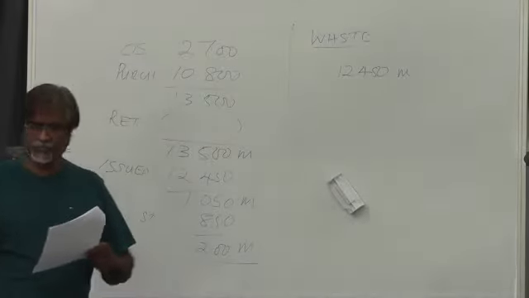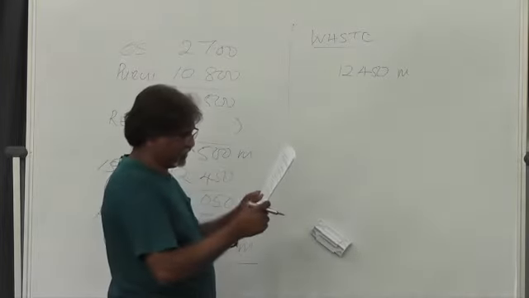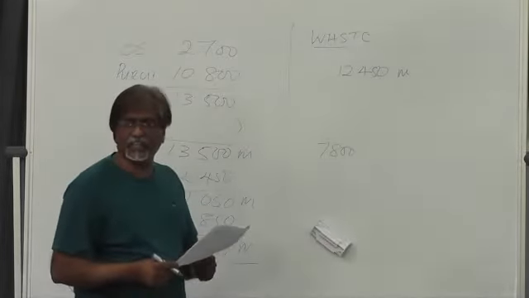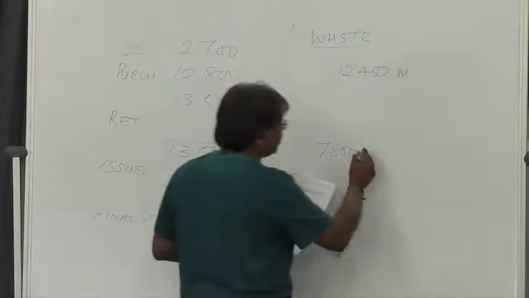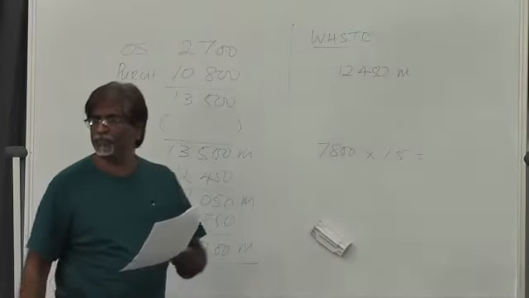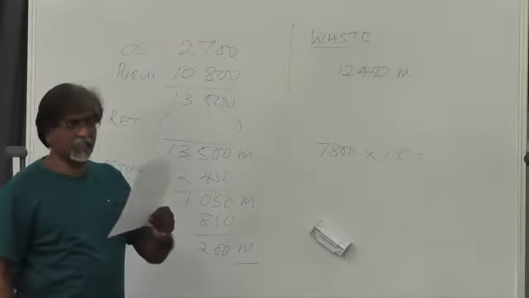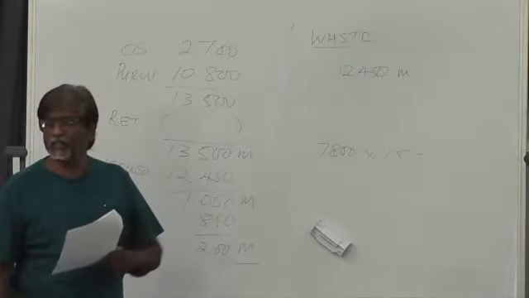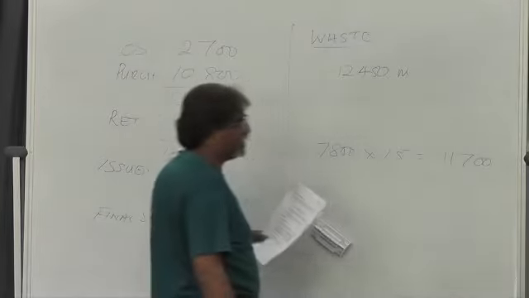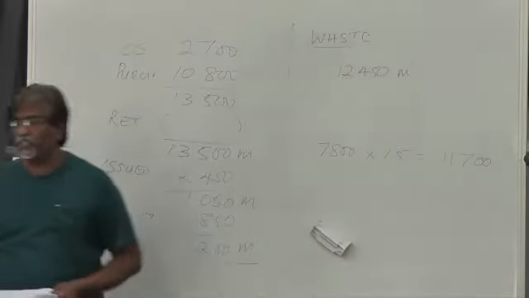There are two ways of working this out. How many travel bags have they made? 7,800. They've made 7,800 bags, isn't that so? And it takes 1.5 meters per bag. Multiply that there. 7,800 bags multiplied by 1.5 meters. 11,700, exactly. Okay, so in other words, we ought to have used only 11,700 meters of fabric, isn't that so?